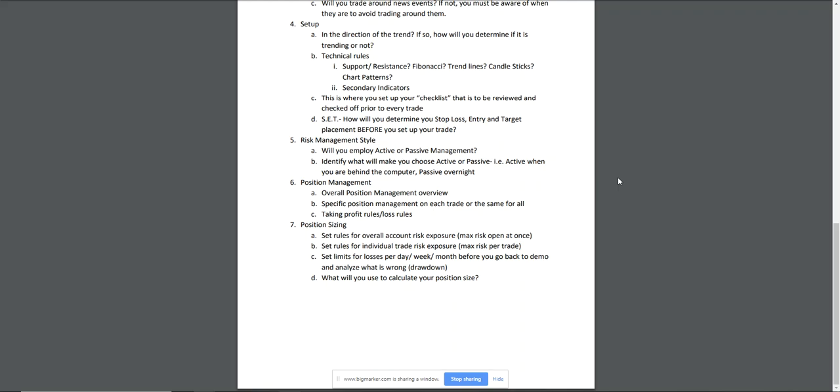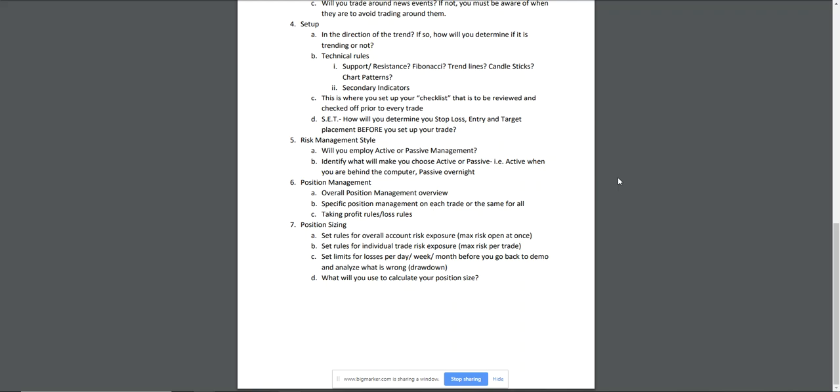This is a great way to be able to trade and check the charts without having to spend too much time sitting behind them. Identify what will make you choose active or passive. So maybe you are passively trading when you enter a trade overnight because you'll be sleeping. You won't be able to check the charts. Or maybe when you're going into work, you passively enter a trade.